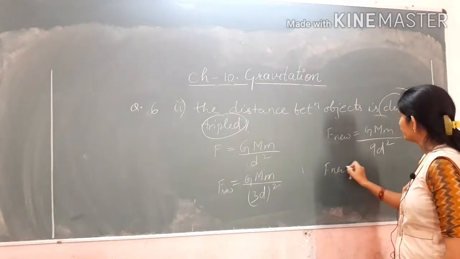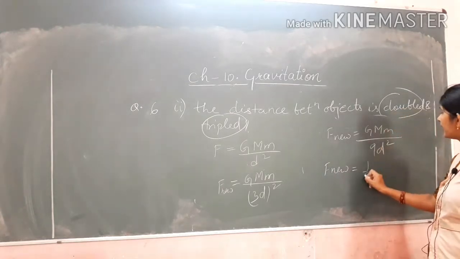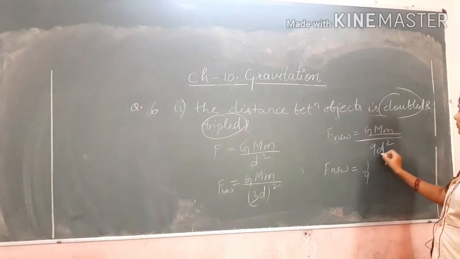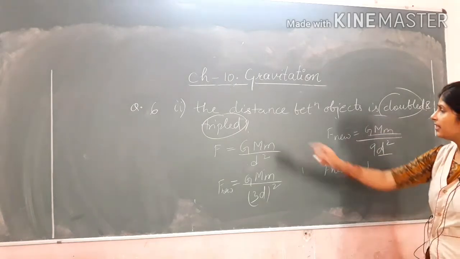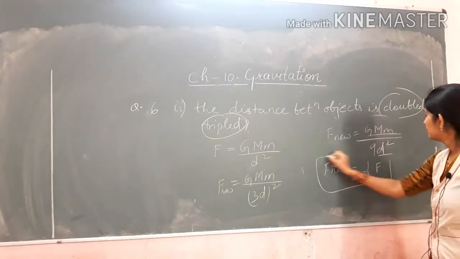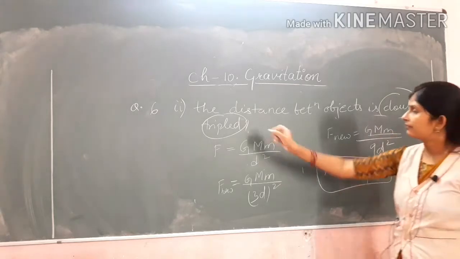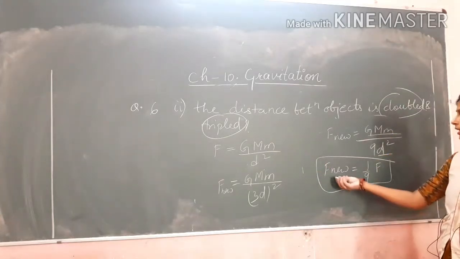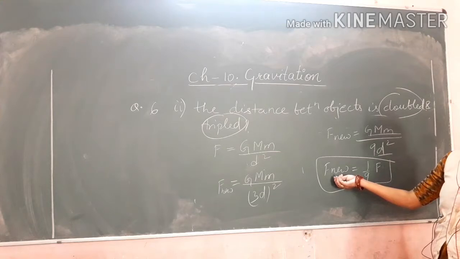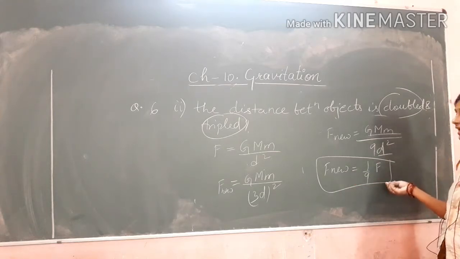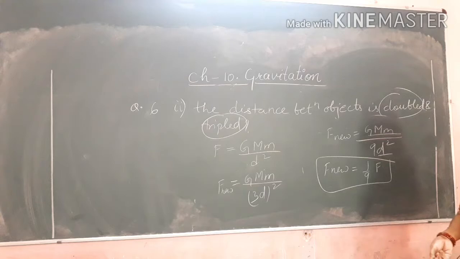F new is equal to 1 upon 9. GMm upon d square can be written as F because it is equal to F. What have we got? F new means new gravitational force, that is 1 upon 9 the old gravitational force.